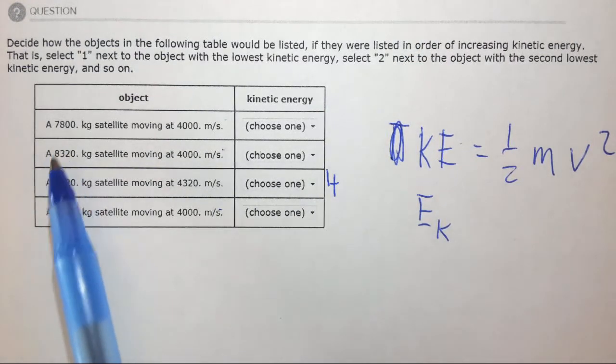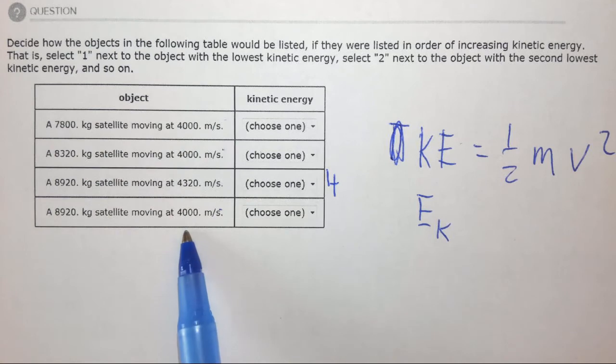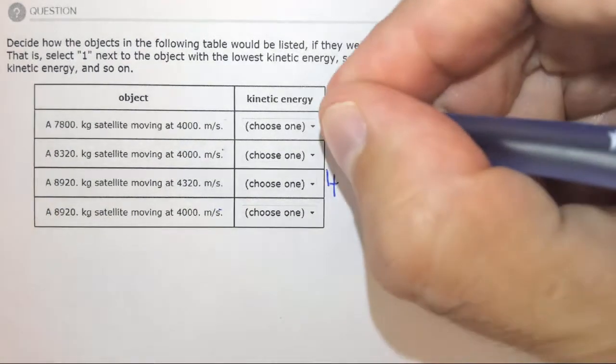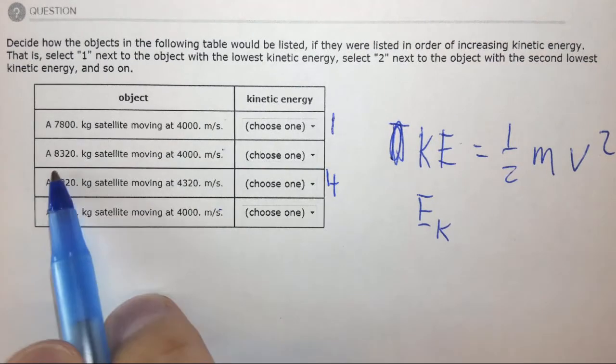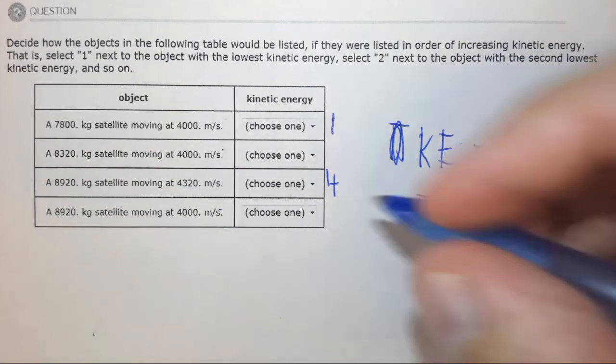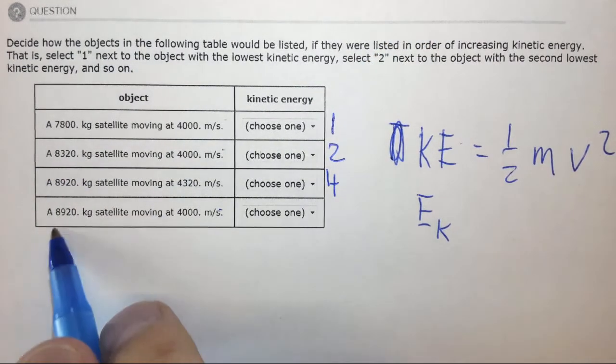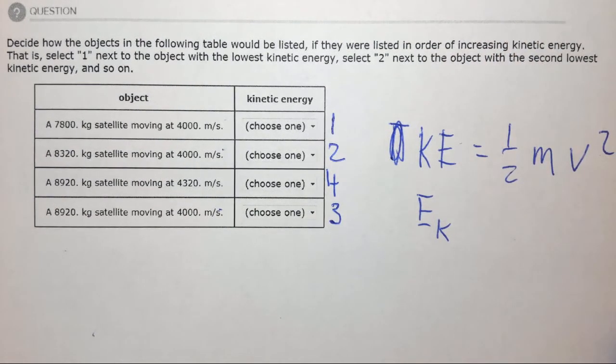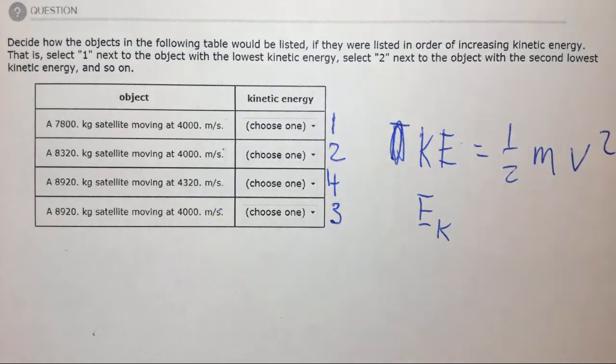Now, among the ones moving at 4,000 meters per second, the lightest one is 1. So 7,800 kilograms is 1. Followed by 8,320 kilograms, which is 2, followed by 8,920 kilograms, which is 3. So this is how you would rank these in terms of their kinetic energy.